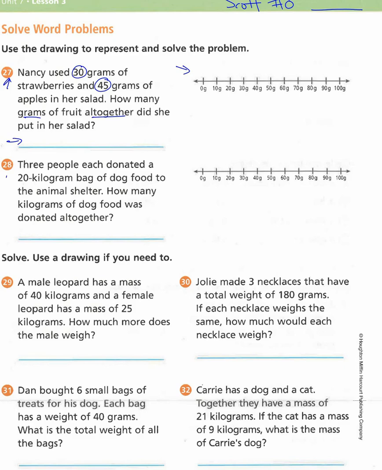Okay, number 28. 3 people each donated a 20-kilogram bag of dog food to the animal shelter. How many kilograms of dog food was donated altogether? So we have 3 people. Think of that as 3 groups, right? Each one 20 kilograms, right? 20 kilograms.